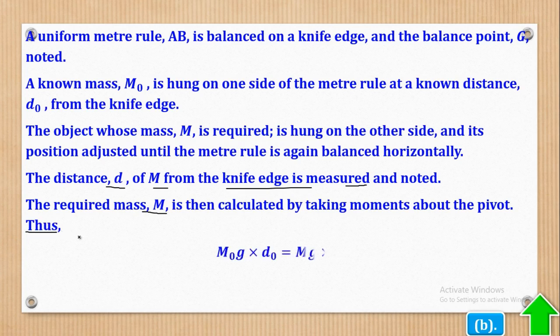So that means that when I take moments, I'll come up with weight as M0 g multiplied by D0 is equal to M g times D. And when I make M the subject, I'll come up with M equals M0 D0 over D.